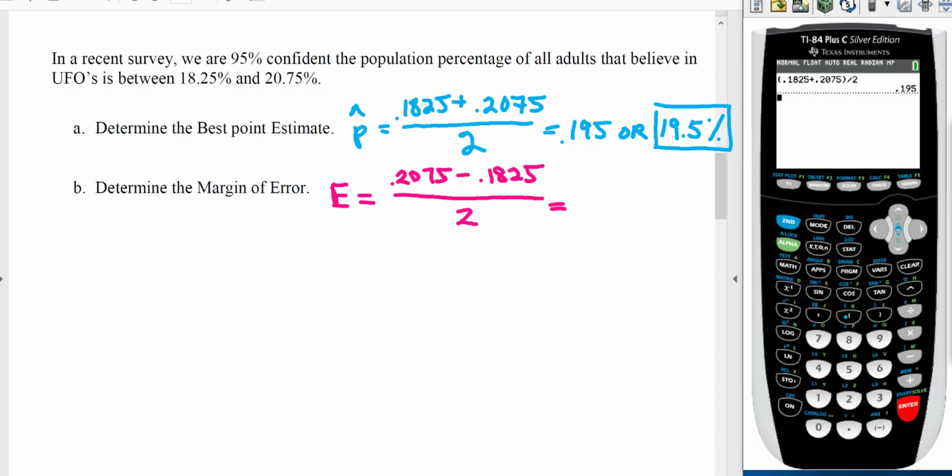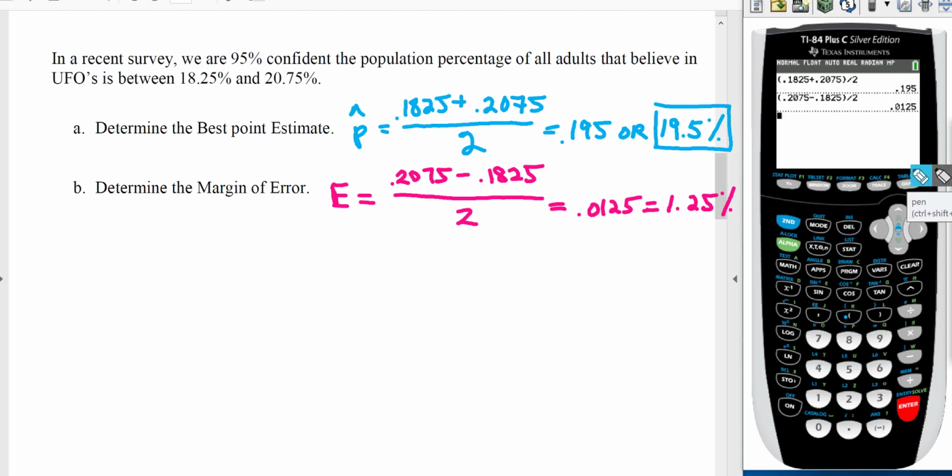Let's look at this on the calculator. So we take 0.2075 minus 0.1825, close the parentheses, and then divide the answer by 2. We get the answer of 0.0125, or that's roughly 1.25%.